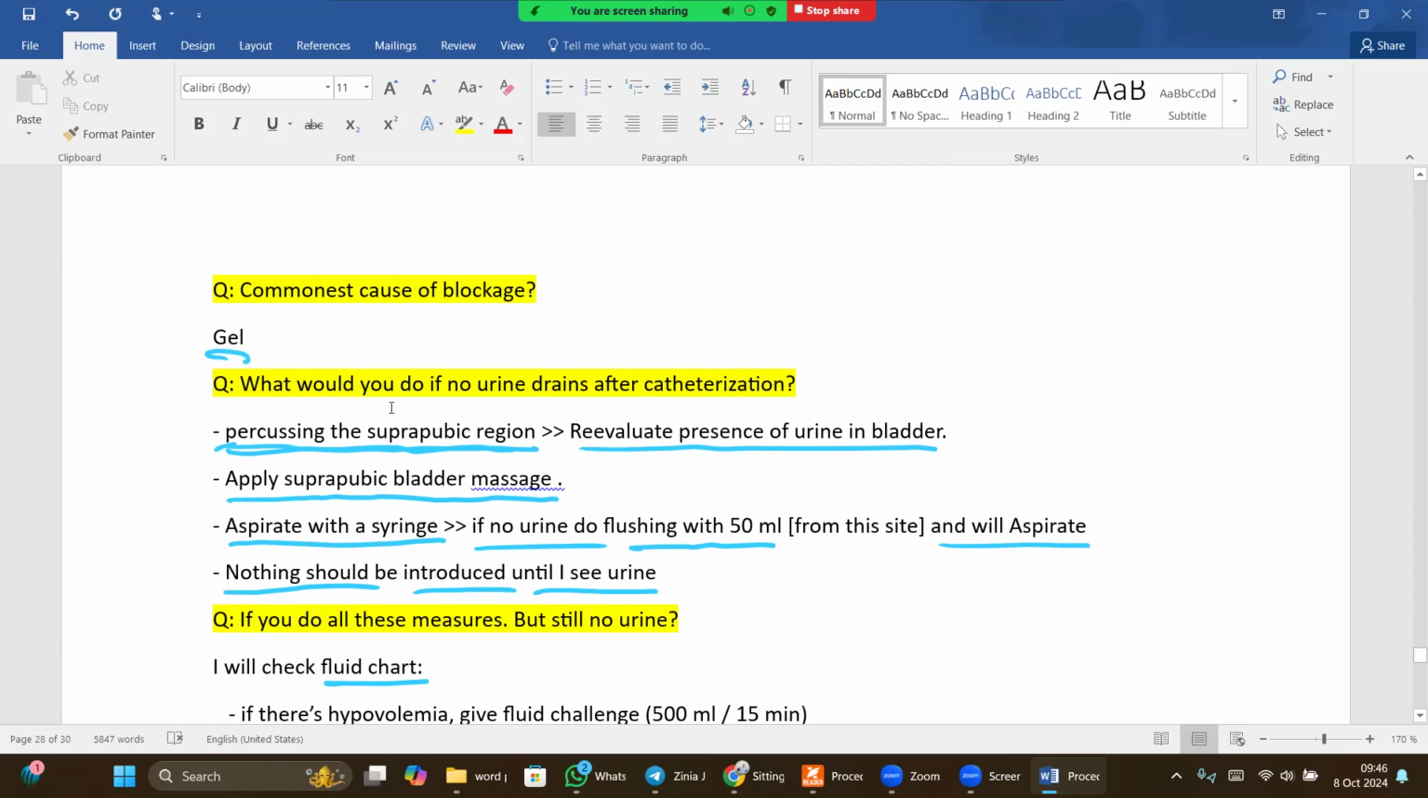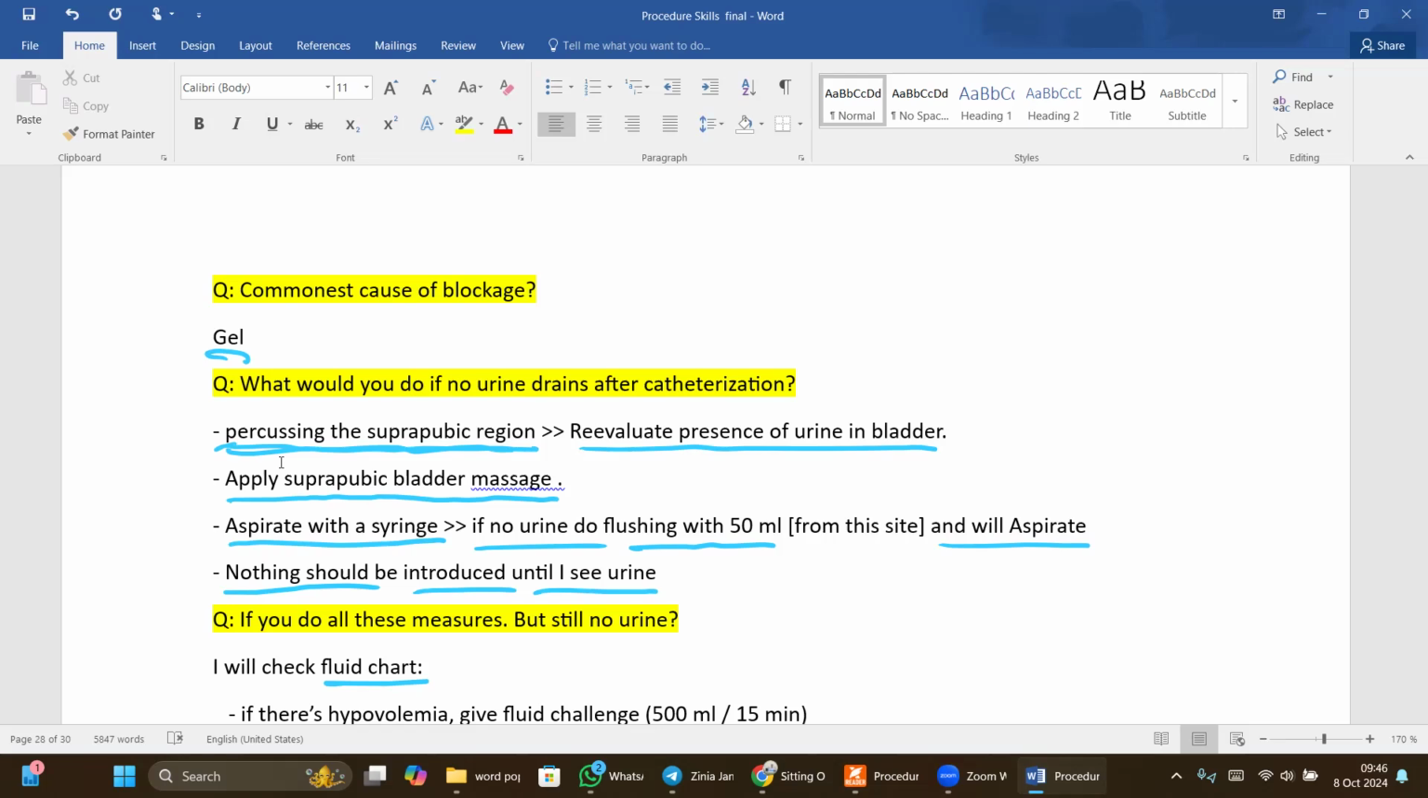What would you do if no urine drains after catheterization? First, press the suprapubic region, and re-evaluate presence of urine by percussion over the suprapubic region. We will percuss to check whether the bladder contains any urine or not. Apply suprapubic bladder massage. Aspirate with a syringe.